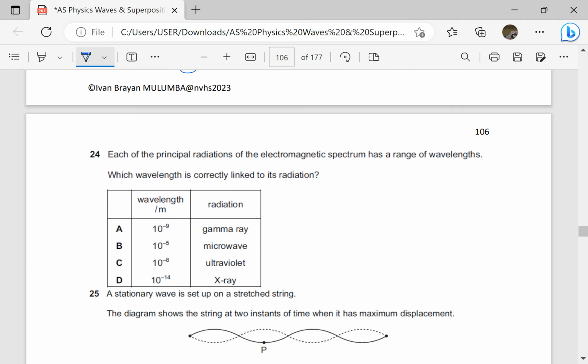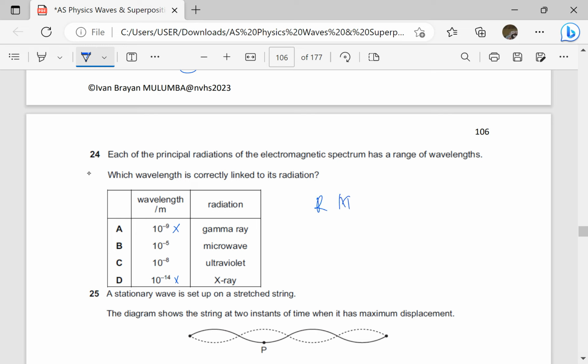Each of the principal radiations of the electromagnetic spectrum has a range of wavelengths. Which wavelength is correctly linked to its radiation? Some of these wavelengths should be part of you by now. X-rays cannot be 10 power negative 14. This will be gamma. And gamma cannot be 10 power negative 9. So you have eliminated those two. You can now check the two remaining radiations.